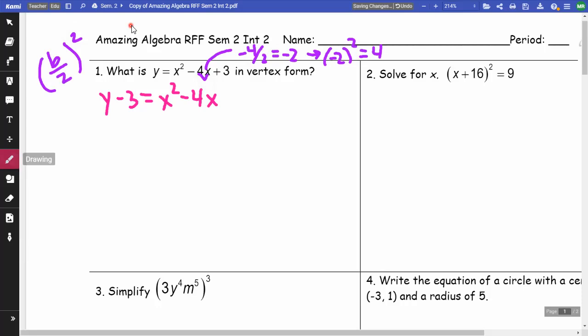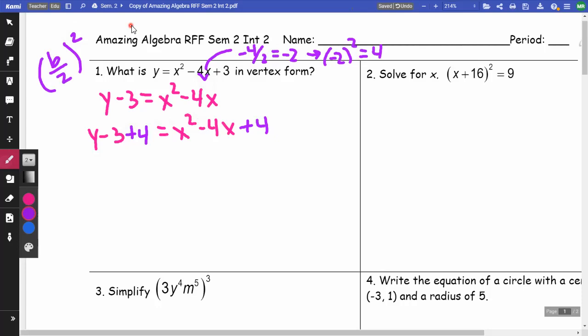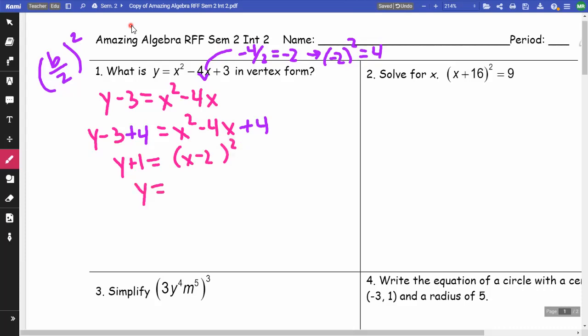So I'm going to have y minus 3 is equal to x squared minus 4x. And again, when I took half of my -4, which is -2, and squared that, I got a +4. And then this is going to become y plus 1 is equal to x minus 2 squared. I'm going to subtract 1 from both sides, and I get y equals x minus 2 squared minus 1. And that's your equation in vertex form.